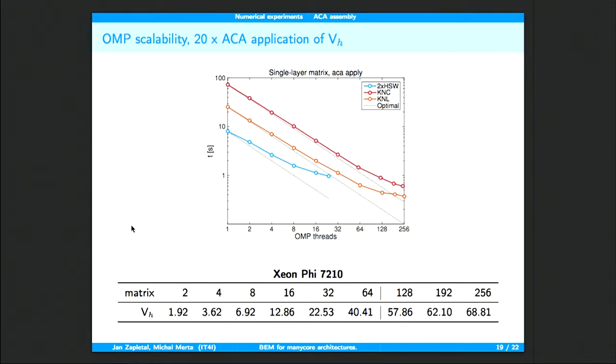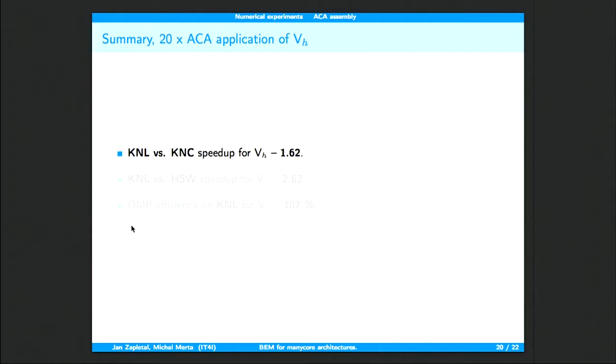than 64. If I didn't use the cache mode, we also tried it in the flat mode without the MCDRAM, and the only difference basically would be that these two last times would not be better than 2 hyperthreads per core. Right, so to sum up, KNL versus KNC 1.6 versus Haswell 2.6, OpenMP efficiency 107%, but what we want to do, of course, is to optimize this for Haswell as well.